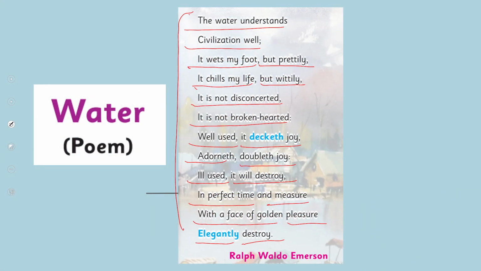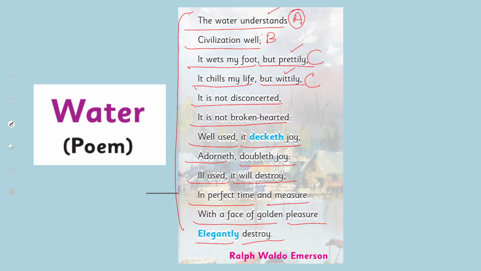Now, this is a poem that has 12 lines. When we are analyzing any poem, the very first thing we do is talk about the rhyme and the rhythm. So the rhyme scheme here, let's understand it. Let's name it understands A. Well is not rhyming with understand, so we call it B. Prettily, it's not matching, we can name it with the letter C. Wittily, they are rhyming. Prettily and wittily, we call it C.